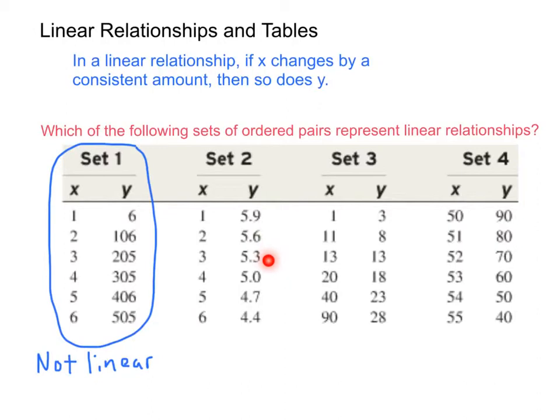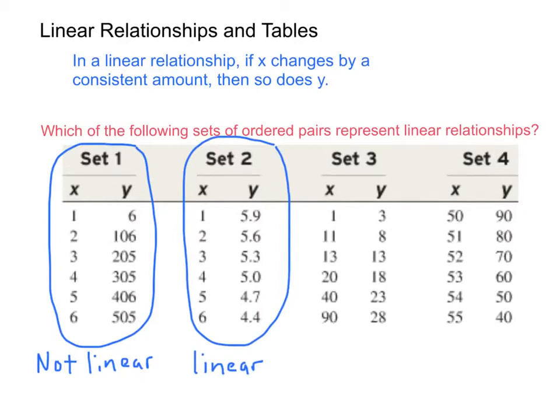Then it goes to 5.3, so it went down 0.3 again. Then it goes down 0.3 again to 5.0, and then down 0.3 again, and then down 0.3 again. So this is a linear relationship, because as x goes up by 1 each time, y goes down by 0.3 each time.